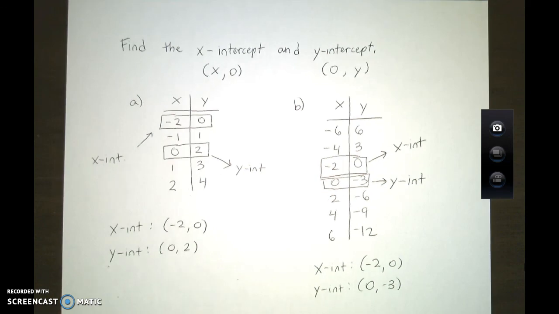Just know that you won't always have the x-intercept be -2, 0. That has happened to be the examples I gave you for this problem.